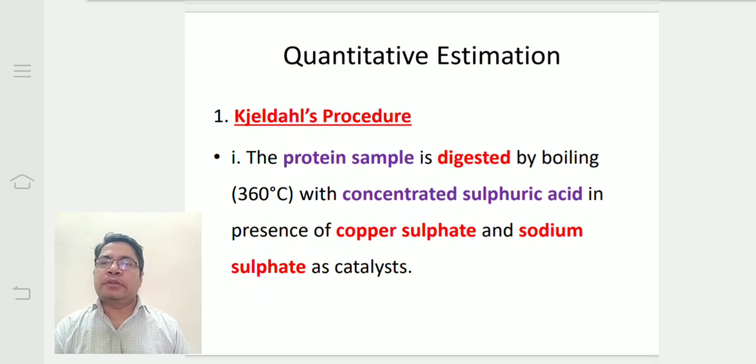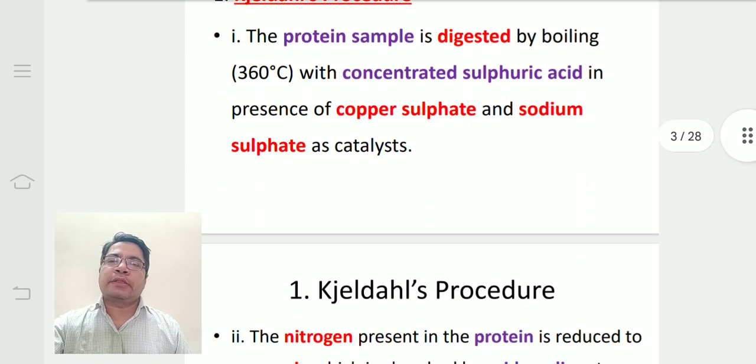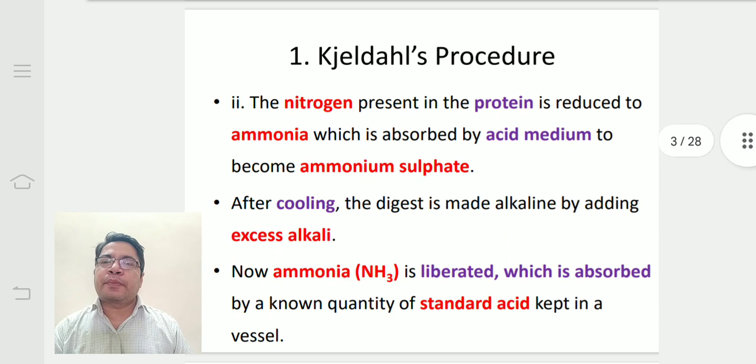First procedure, Kjeldahl's procedure. The protein sample is digested by boiling at 360 degrees centigrade with concentrated sulfuric acid in presence of copper sulfate and sodium sulfate as catalysts. The nitrogen present in the protein is reduced to ammonia, which is absorbed by acid medium to become ammonium sulfate. After cooling, the digest is made alkaline by adding excess alkali. Now ammonia is liberated, which is absorbed by a known quantity of standard acid kept in the vessel.